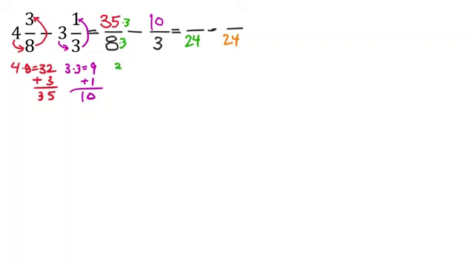I'll try to move that over a little bit. 35 times 3. 3 times 5 is 15. Carry the 1. 3 times 3 is 9, but add the 1 makes that 10. So that's 105/24.